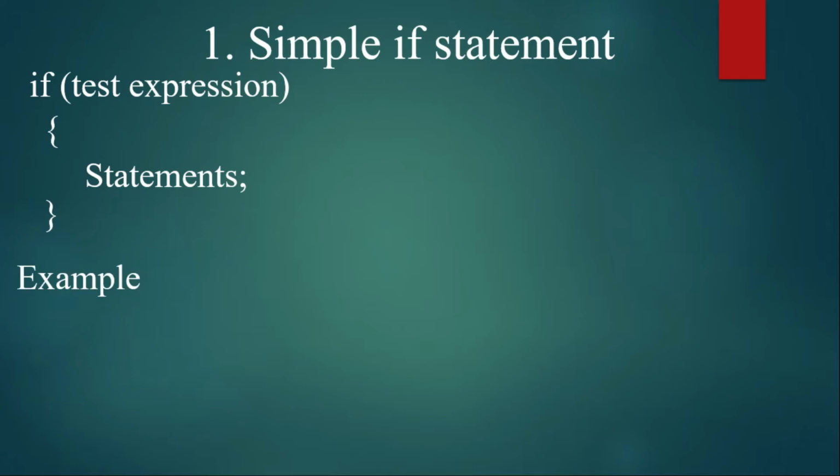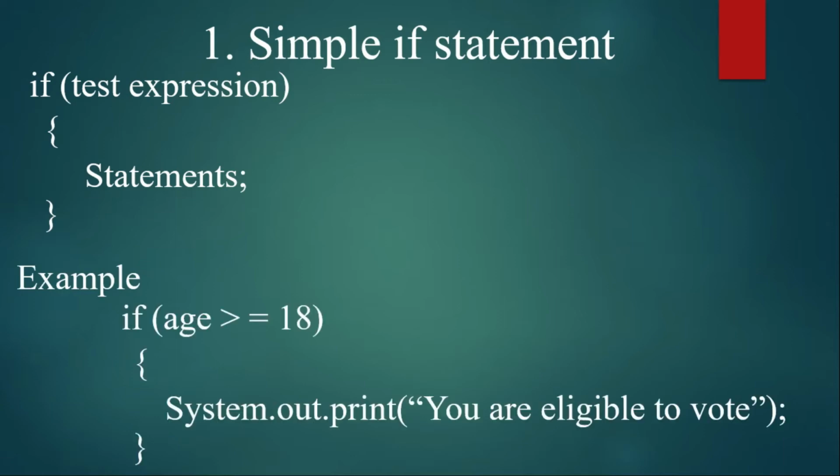Let us see an example. The test expression is age greater than or equal to 18. If the age input is greater than or equal to 18, the expression is evaluated true. Then the statement "you are eligible to vote" will be printed.